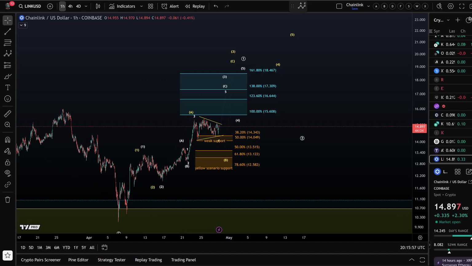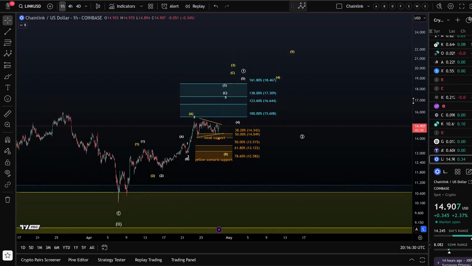Here on the Link chart, we are still tracking a potential 5-wave move to the upside that could still be in development, and that's the white scenario. Quick reminder that the current thesis is not confirmation. It's an assumption currently that a low has formed, around $10, $11 in that area on the 7th of April, when a lot of other cryptocurrencies potentially formed lows.